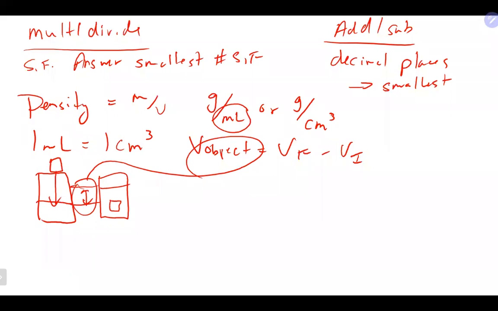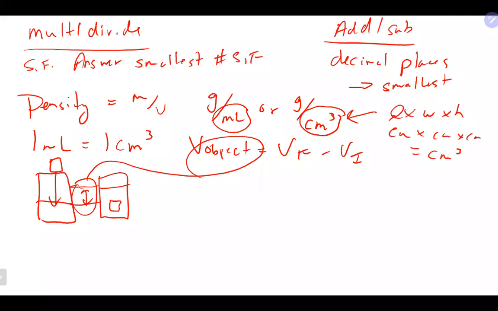Obviously, we've done this a number of times in a couple of labs. To get a volume, you could also do length times width times height measurements. And if these are all in centimeters, that is how we get to our volume, which is centimeters cubed. Any questions on that stuff that we talked about last time?